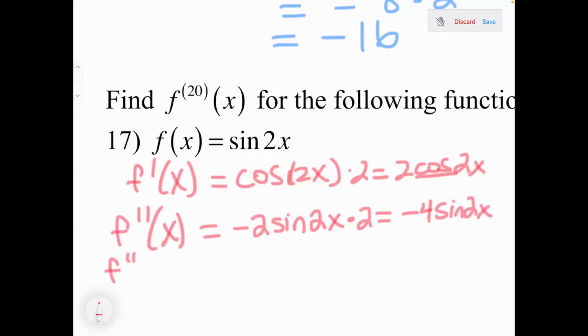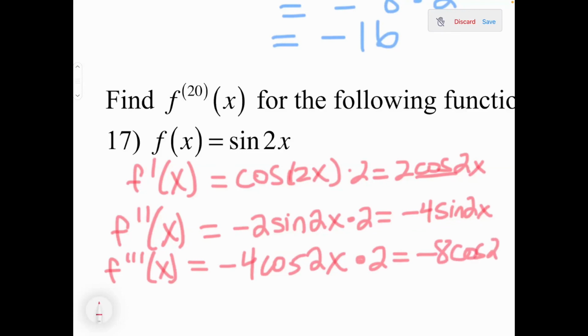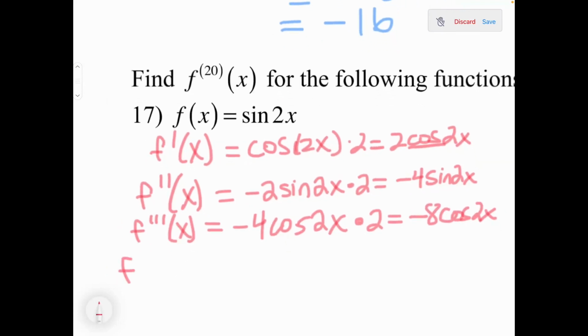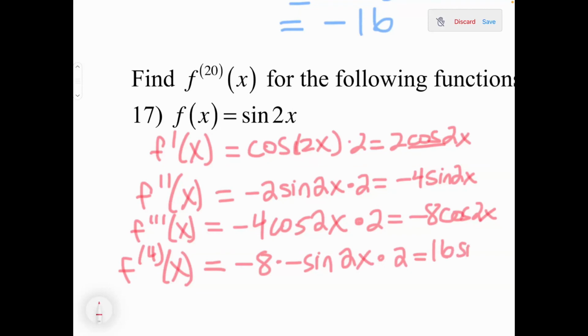We take the third derivative. Derivative of sine is cosine, so we get -4 times cosine 2x. And then we have to multiply that by the derivative of 2x, which is 2. So we get -8 cosine 2x. We take the fourth derivative. We normally don't write 4 primes, we just put a 4 up there. Derivative of cosine is negative sine. So we get -8 times negative sine 2x times 2, which will give us negative times negative is a positive. 8 times 2 is 16 sine 2x.